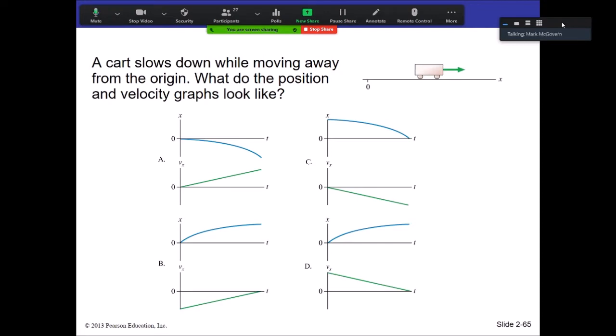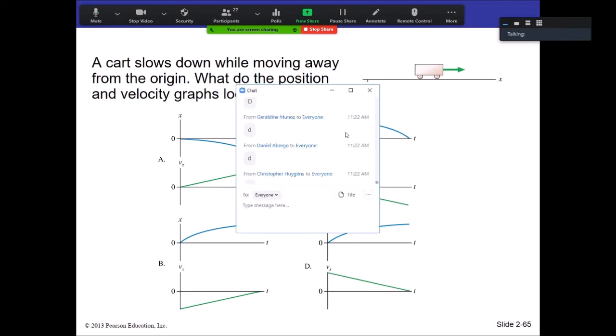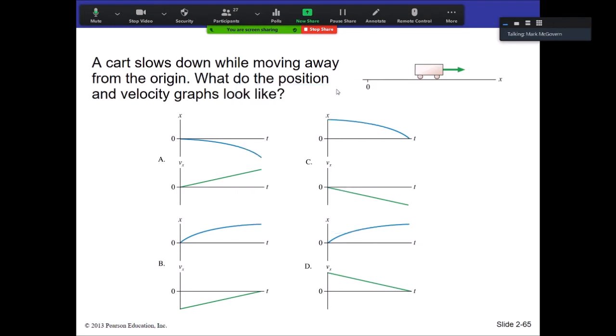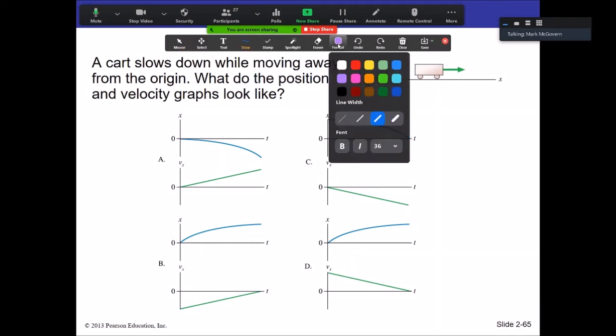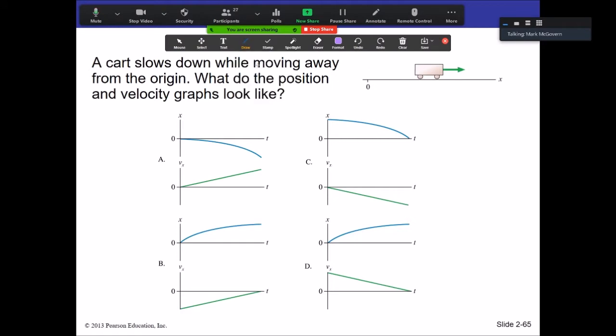But anyway, throw a letter in the chat when you think you know what graphs work here. A lot of people saying D. All right, well, now, before I talk about if D is right or not, are there options that I can just straight up eliminate right now? Just get rid of? You bet.